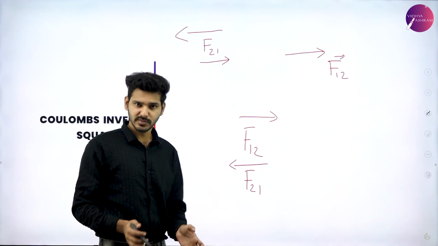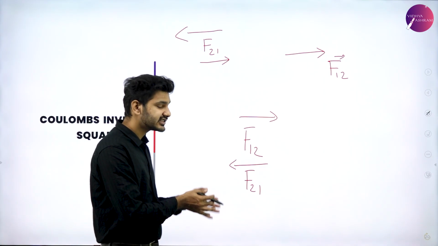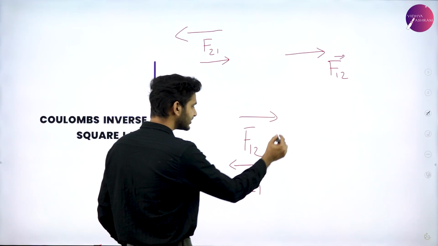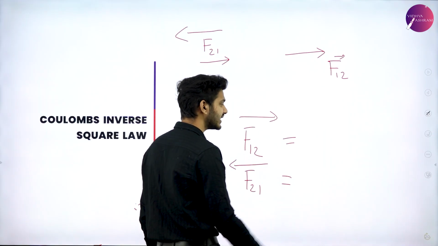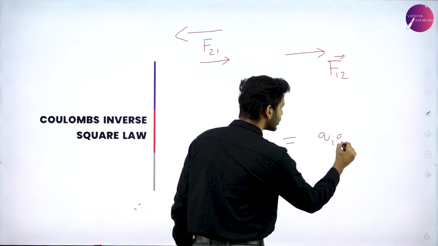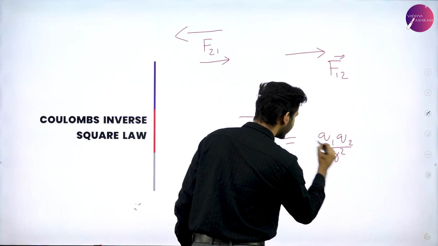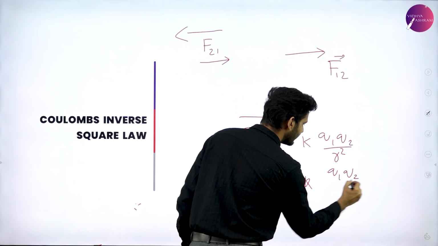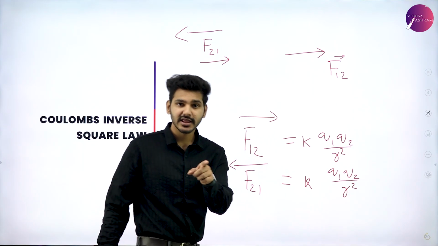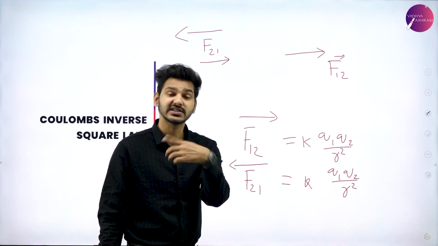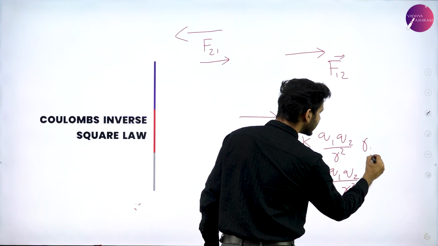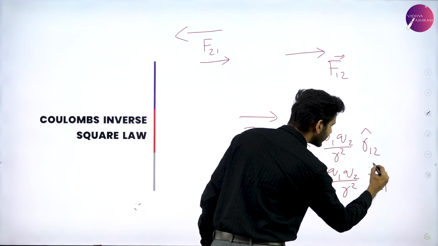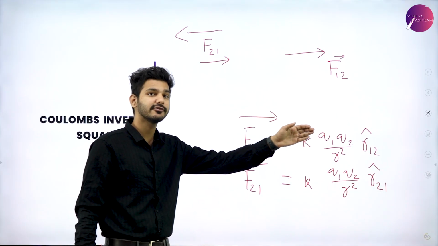What does this actually mean? This means that these forces are equal in magnitude but opposite in direction. How do we know that? Because the equation for both of these forces is given by K Q1 Q2 divided by R square, but the direction of the force which is acting changes, because for one it will be R12 and for the other force it will be R21, because the line of direction of force is different.